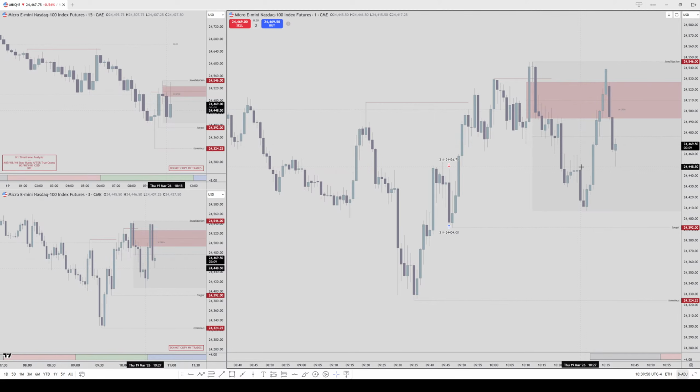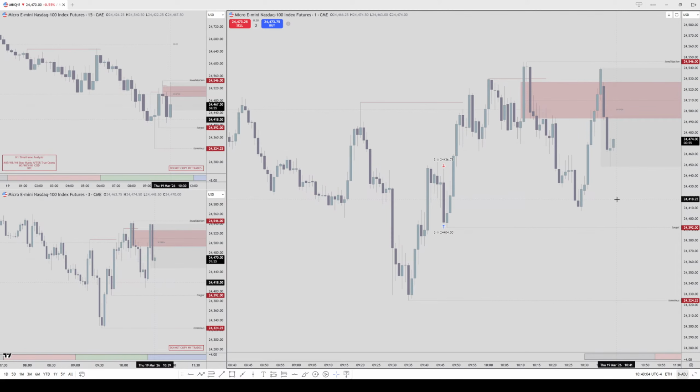I'll prefer to wait it out. Here would be the current dealing range in terms of shorts, execution wise.